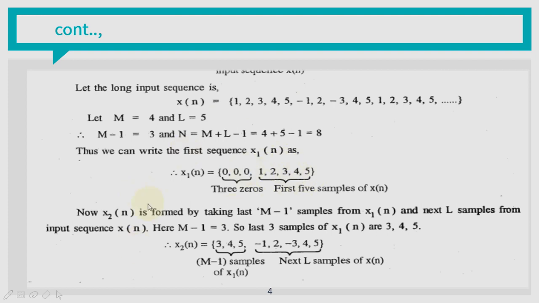Now prepare x2 of n. x2 of n is formed by taking the M minus 1 samples from x1 of n, so the last 3 samples, 3, 4, 5, and 5 new samples from the input x of n, that is minus 1, 2, minus 3, 4, 5. In this way you will get x2 of n.